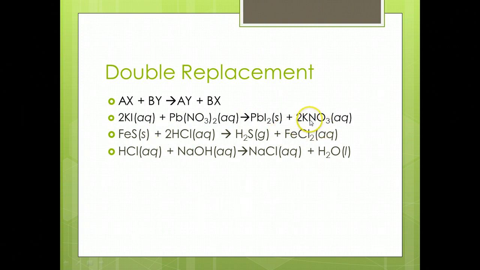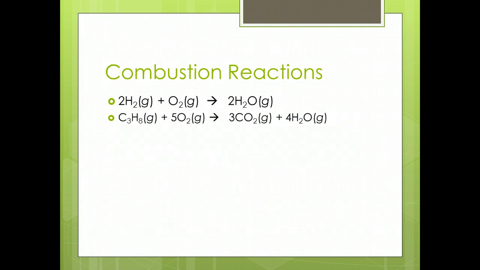Remembering to put the cation first and the anion second. So you have to remember which things are positive, what things are negative, and we get two trade partners. So iron(II) sulfide plus hydrochloric acid yields hydrogen sulfide plus iron(II) chloride. We have hydrochloric acid plus sodium hydroxide yields sodium chloride plus H2O, or water. Double replacement. Both the cations and the anions are switched.